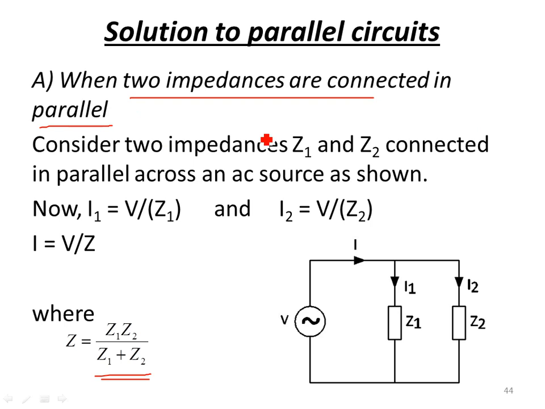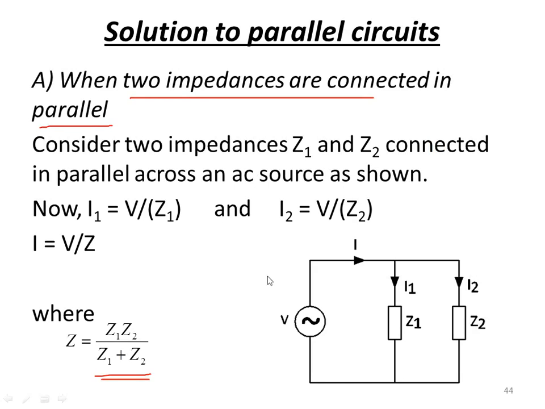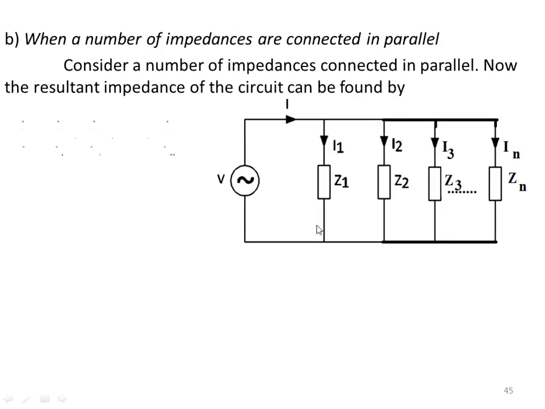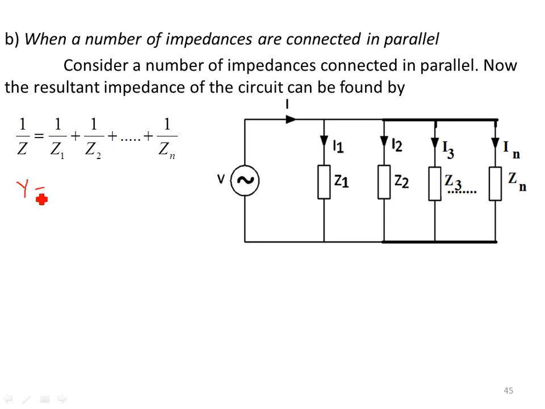Now, coming to the second case. When any number of impedances are connected in parallel, then 1 by Z is given by 1 by Z1 plus 1 by Z2 plus etc. plus 1 by Zn. Or we can write the same thing as, the effective admittance Y is equal to Y1 plus Y2 plus etc. plus Yn, where Y1 is the admittance of branch 1, Y2 is the admittance of branch 2, and Yn is the admittance of branch n.